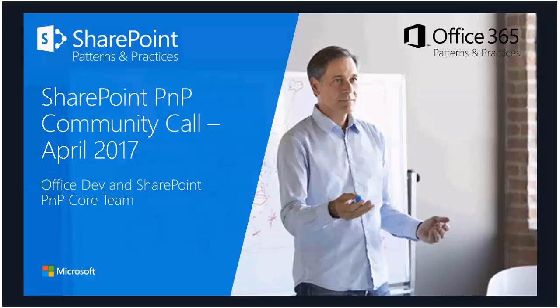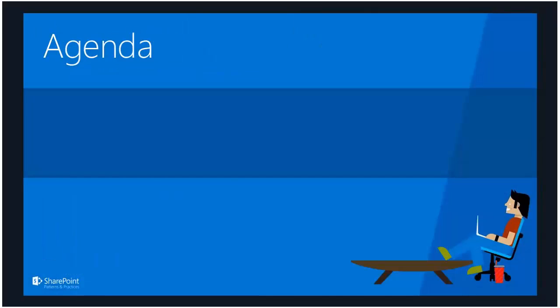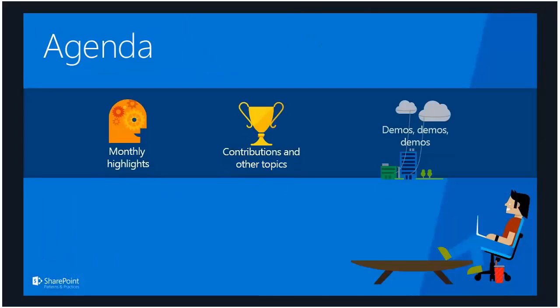So, first of all, what will be the topics of today? We will start with the well-known monthly highlights. So we will see how the PnP project is going so far. Then we will have a quick look at the contributions and the main topics covered by this monthly release. And then we will have three really cool demos from three people from the community. So I think we will really enjoy this call today.